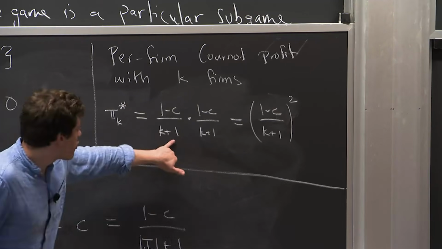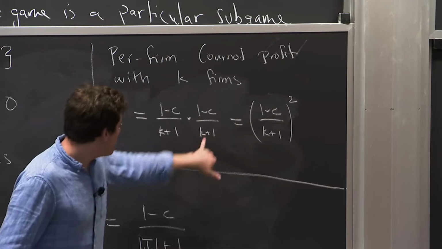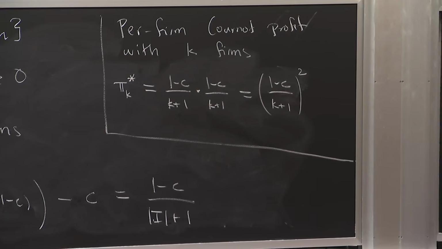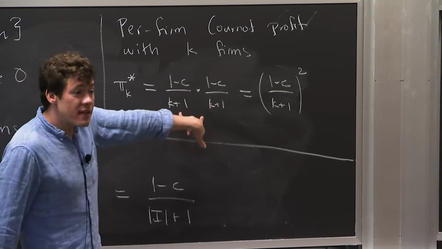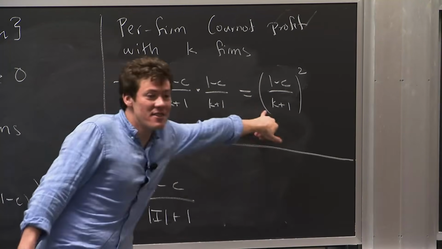The first term is the quantity. The second term is the profit per unit. And it turns out that these are exactly the same. Why are they the same? Well, this goes back to maximizing the area of a rectangle subject to a perimeter, and you always want it to be a square. But that doesn't really matter. This is what you get.